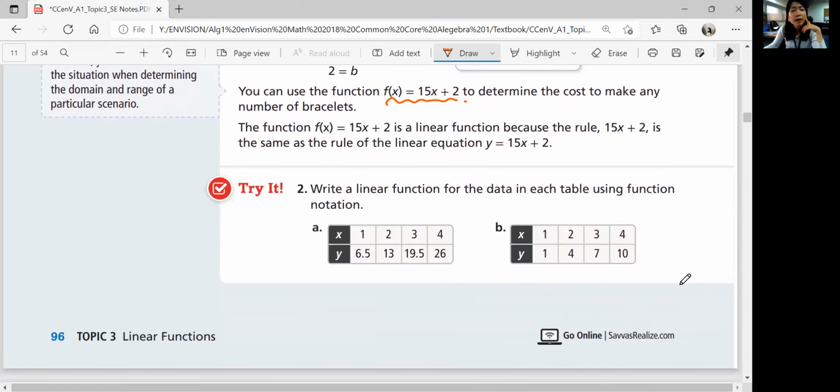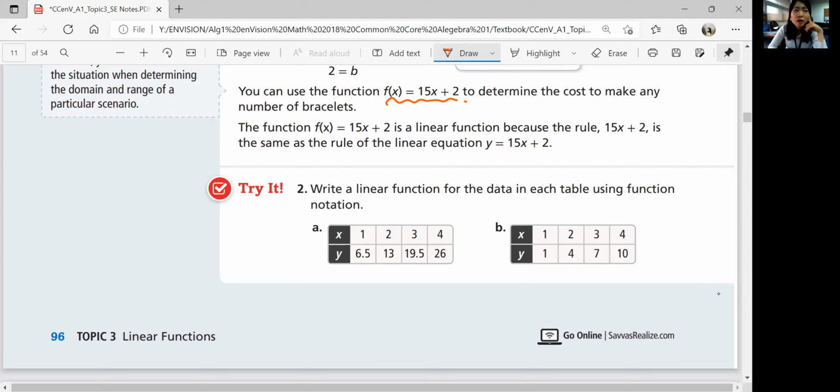Let's try number 2, A and B. Write a linear function for the data in each table using function notation. Really, you're writing the equation down, probably using slope-intercept form, but instead of using y, you're going to write using f of x. Okay, come back when you're ready.